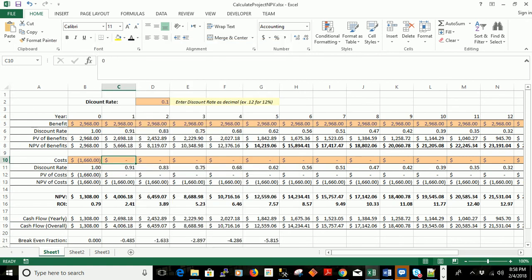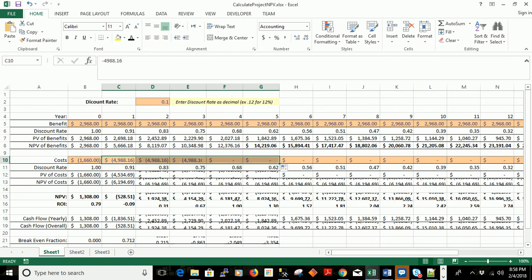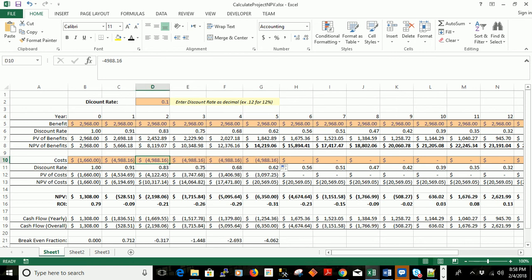So let's fill that in here. I'm going to do $4,988.16. Oops, I have to put a minus sign in front of this. $4,988.16. And I'm going to do that every year until year 5. So 1, 2, 3, 4, 5, 5 years of those payments. And then after that, my maintenance fees kick in. So then I just have to pay the maintenance fees every year thereafter. So I'm going to put the maintenance fee in here.